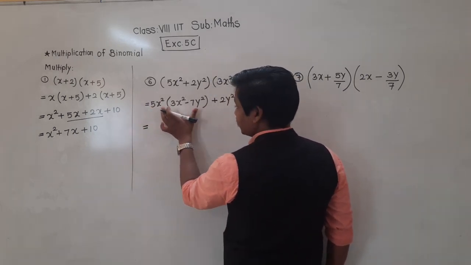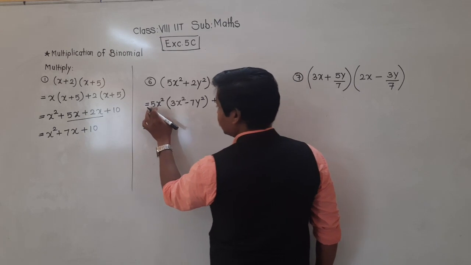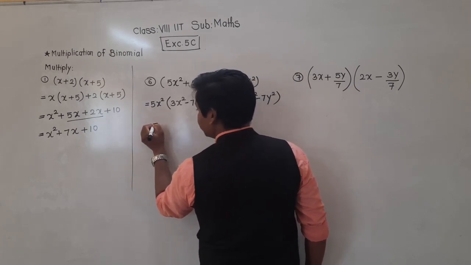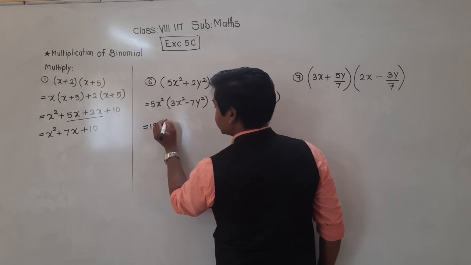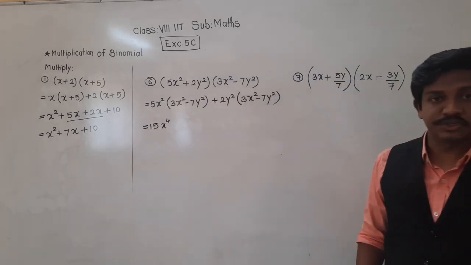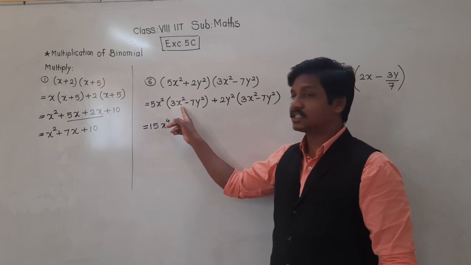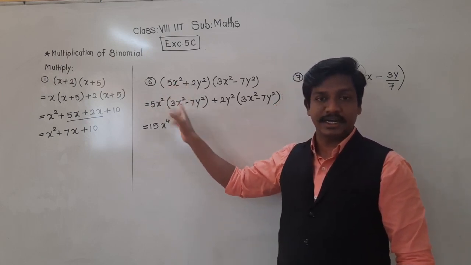We have done this yesterday. 5 3s are 15. x square into x square, x raised to 4. Understood? x square into x square, the base is the same, so the exponents get added.